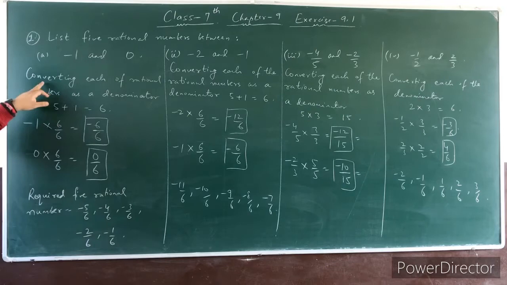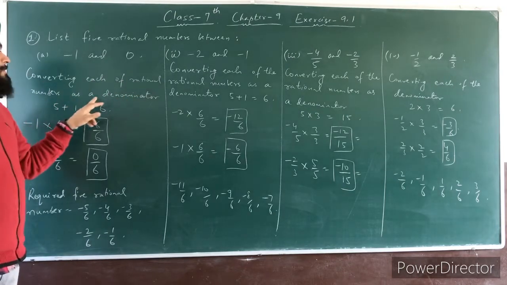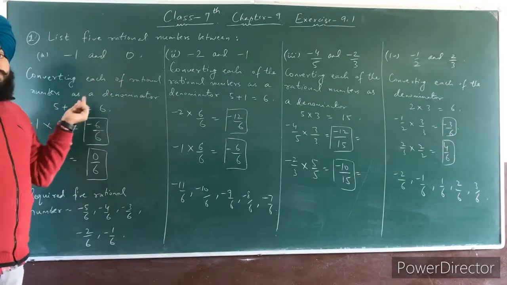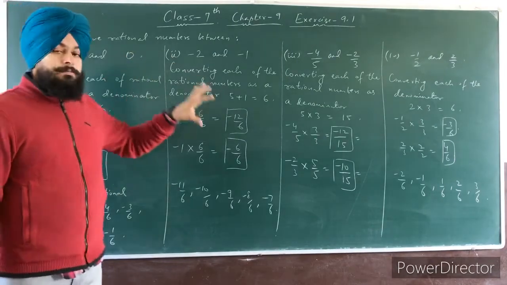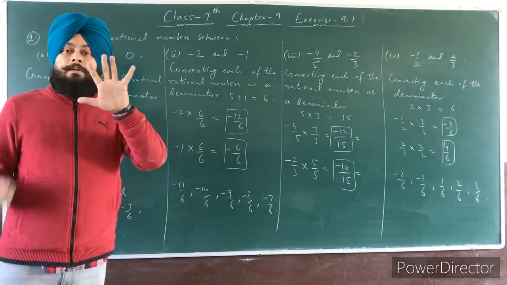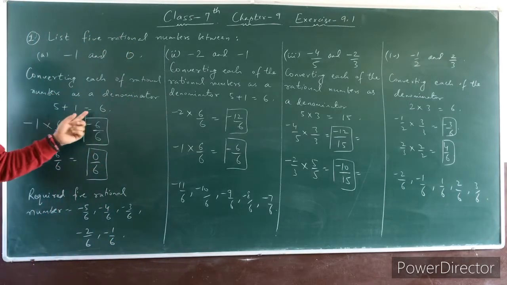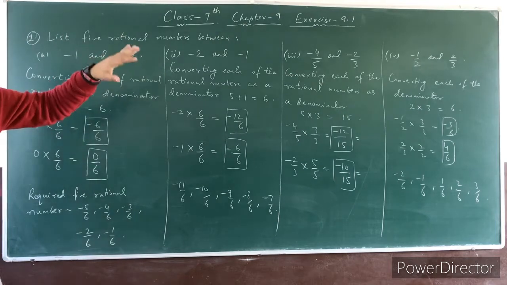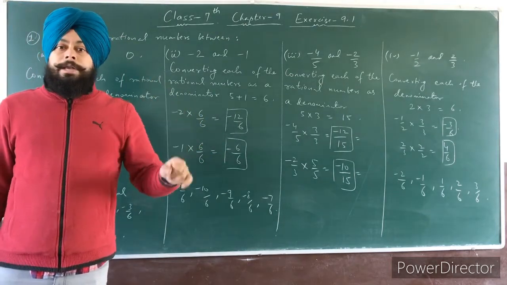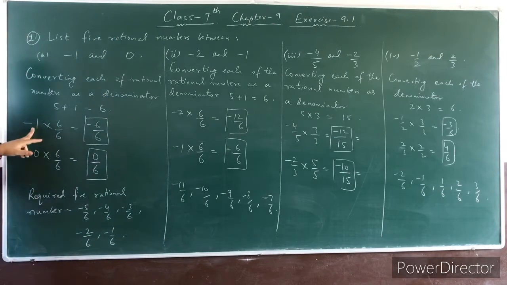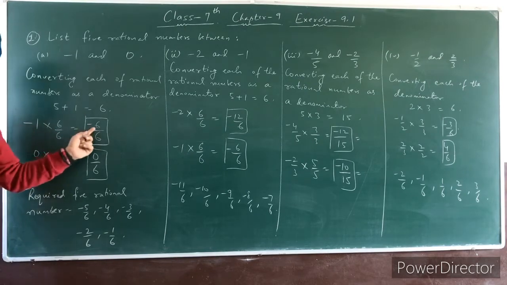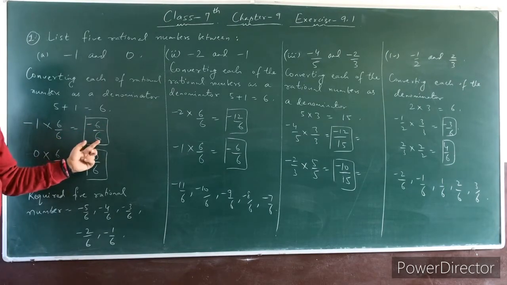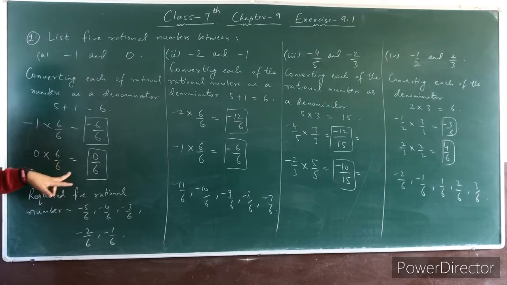The first step is converting each of the rational numbers to a denominator of 5 plus 1, because we have to find 5 rational numbers. So we add 1 to 5, and 5 plus 1 is 6. Now we have to convert both of these integers into fractions having denominator 6. So -1 is multiplied and divided by 6 by 6, and again 0 is multiplied by 6 by 6. So -1 into 6 is -6 and the denominator is 6 as it is. 0 into 6 is 0, denominator 6.